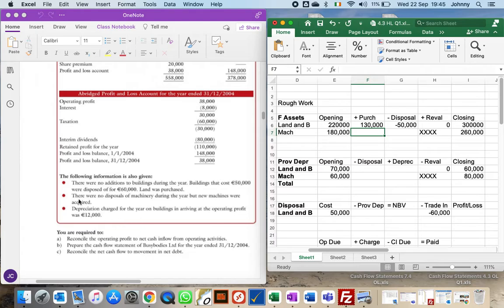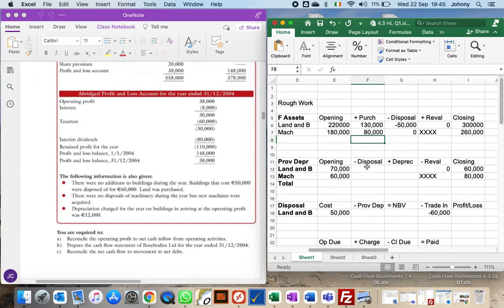Moving on to machinery, no disposal of machinery during the year, so I put in disposal 0. New machines are required. Well then, if we had 180 at the beginning and we had 260 at the end, we must have spent 80 grand buying new machinery. So that's that bit done.